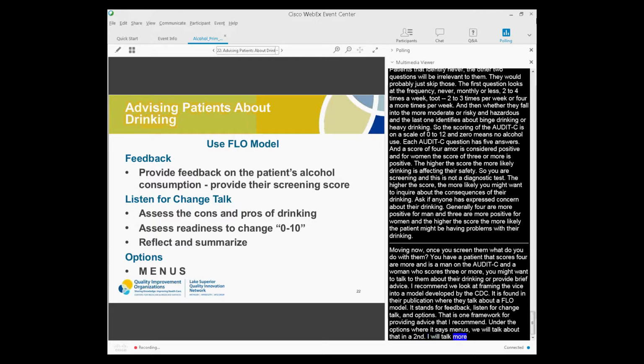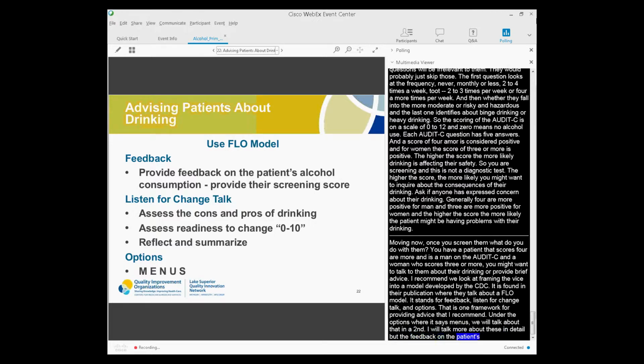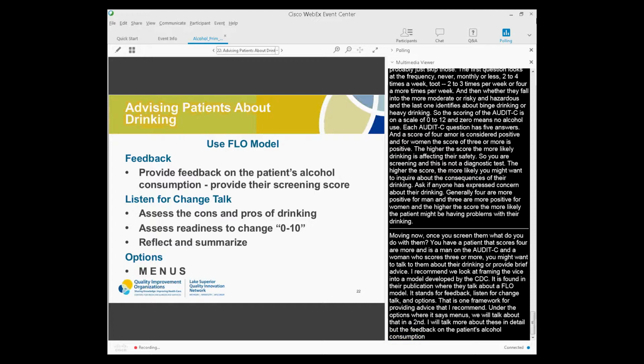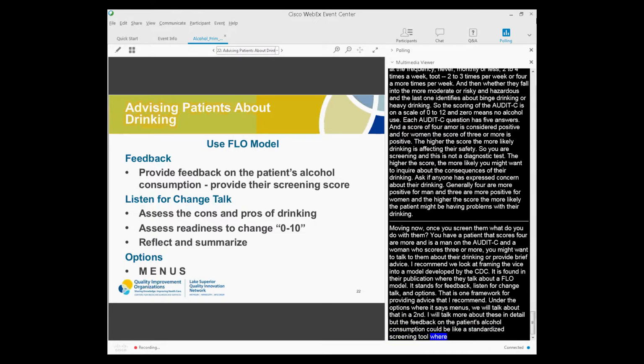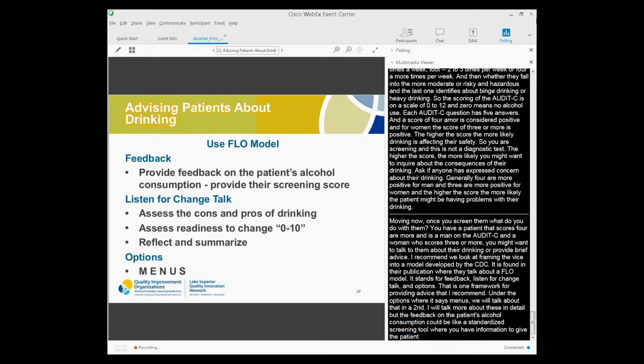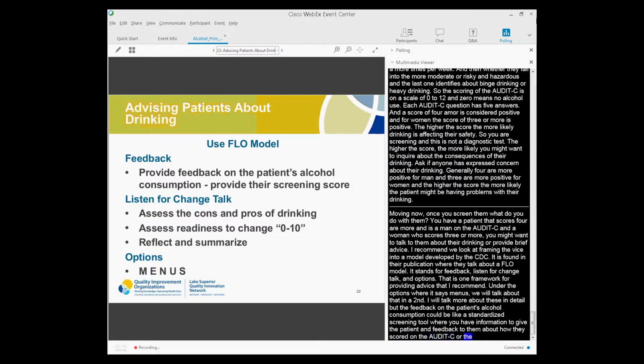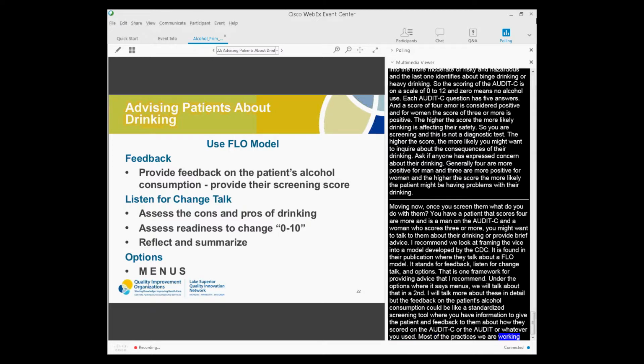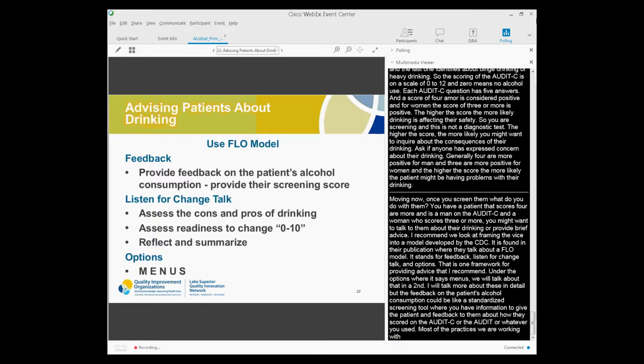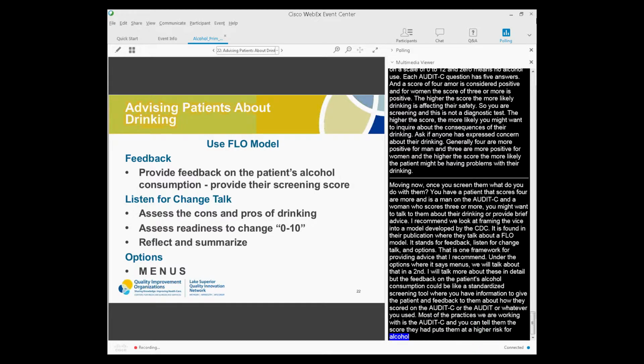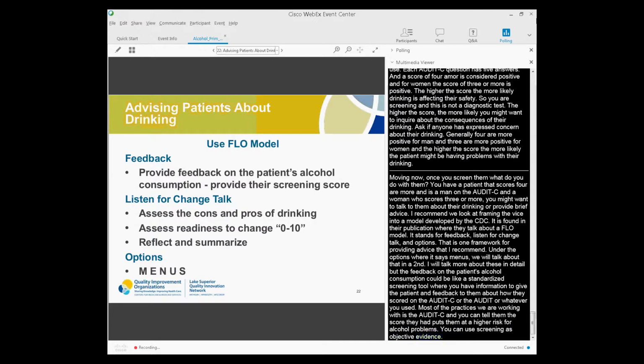This is why a standardized screening tool is important to use, because you have some information to give the patient as feedback about how they scored on the AUDIT-C or the AUDIT or whatever you're using. Most of the practices that we're working with, and I know in Epic and a lot of the other electronic health records, the AUDIT-C is the test that's being used. So you can tell them that the score they had puts them at a higher risk for alcohol problems. You can use that screen as objective evidence. And the second, you listen to change talk using reflection and summaries.